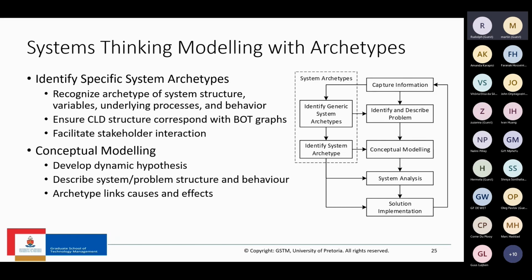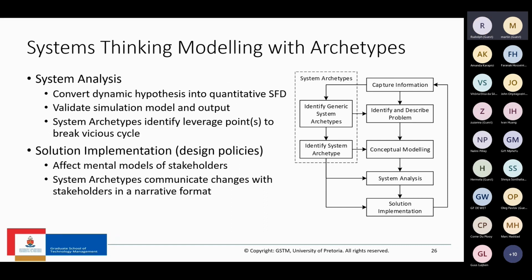So then you develop your dynamic hypothesis, typically with your causal loop diagrams, and you can describe the structure and behavior. And it helps you to link your causes and effects. Then when you have this good understanding, you go and do your system analysis where you convert the hypothesis into your quantitative, or let's say more quantitative, stock and flow diagrams, and you can validate and simulate your outputs and use your model. And your system archetypes will also then be useful to identify the leverage points where you can break some of the vicious cycles and do your interventions within the system problem.